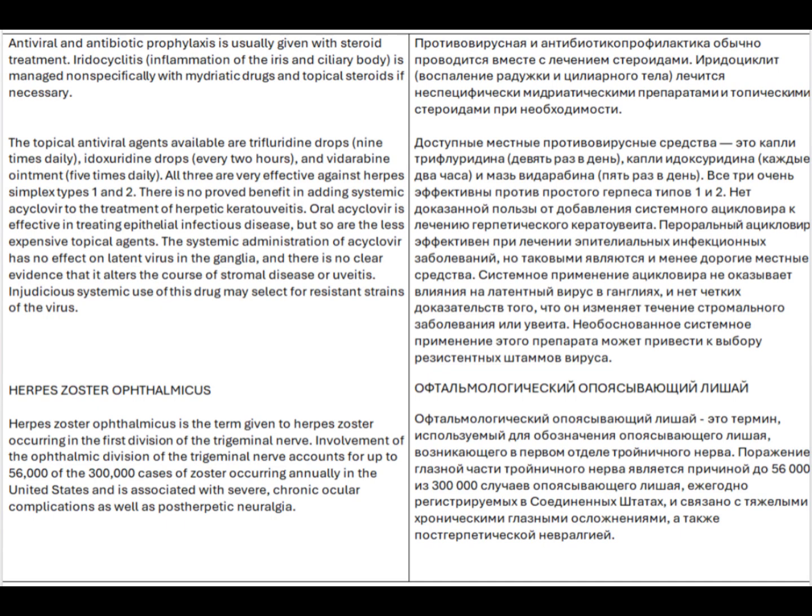Herpes zoster ophthalmicus. Herpes zoster ophthalmicus is the term given to herpes zoster occurring in the first division of the trigeminal nerve. Involvement of the ophthalmic division of the trigeminal nerve accounts for up to 56,000 of the 300,000 cases of zoster occurring annually in the United States, and is associated with severe, chronic ocular complications, as well as postherpetic neuralgia.